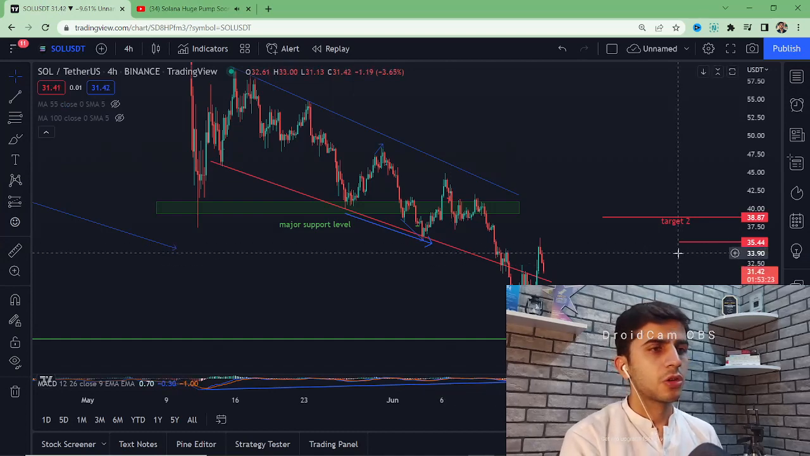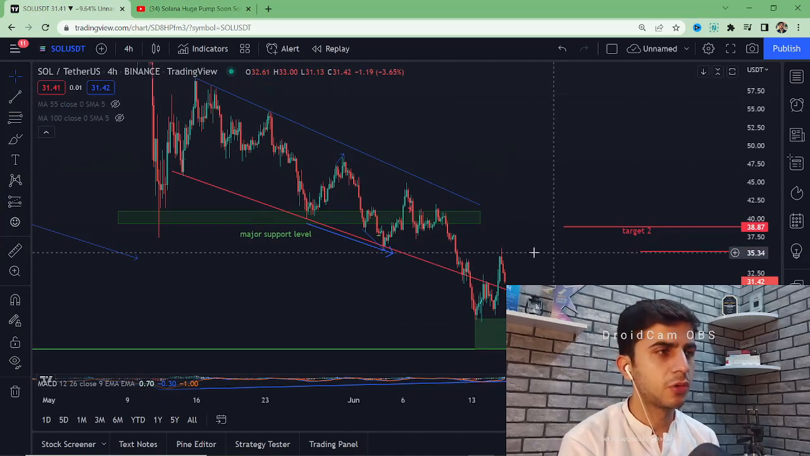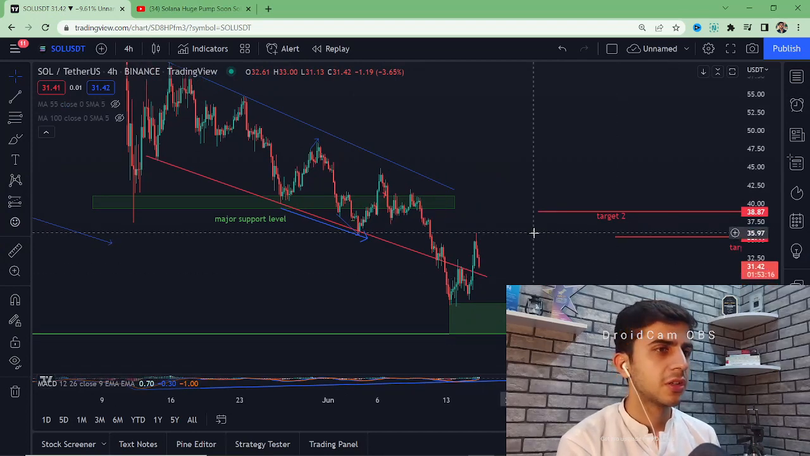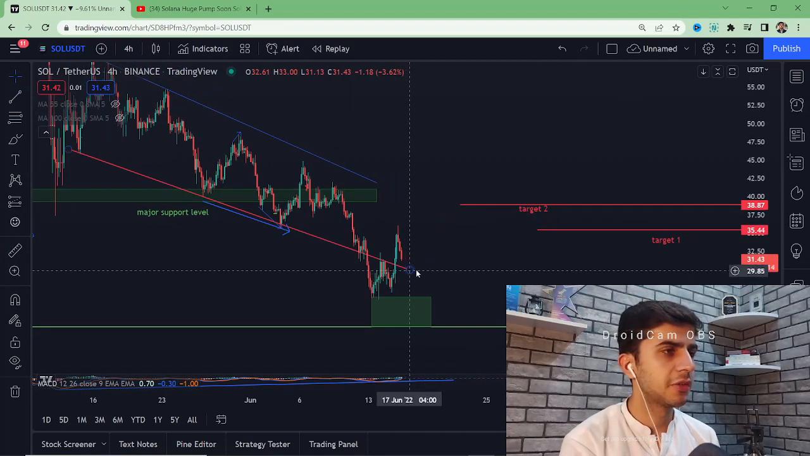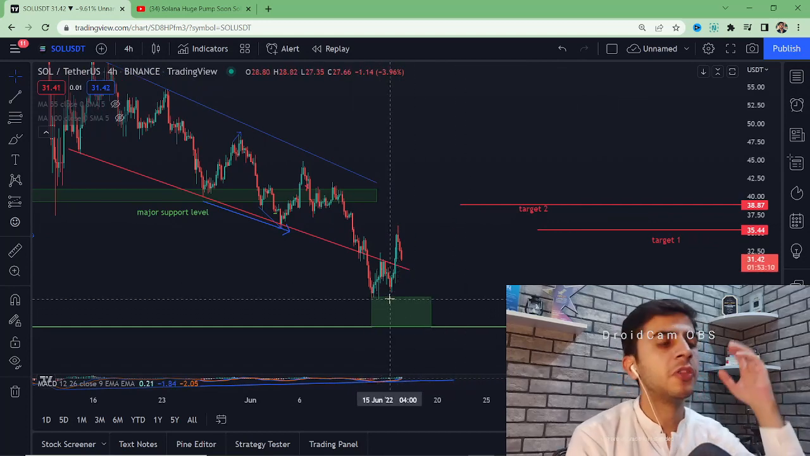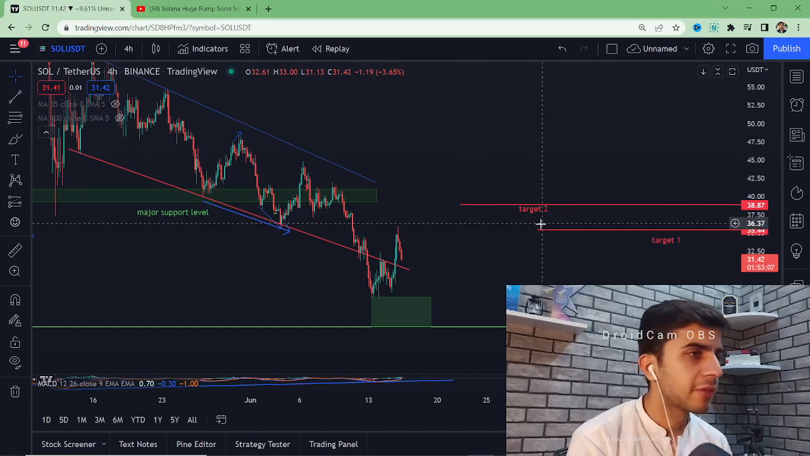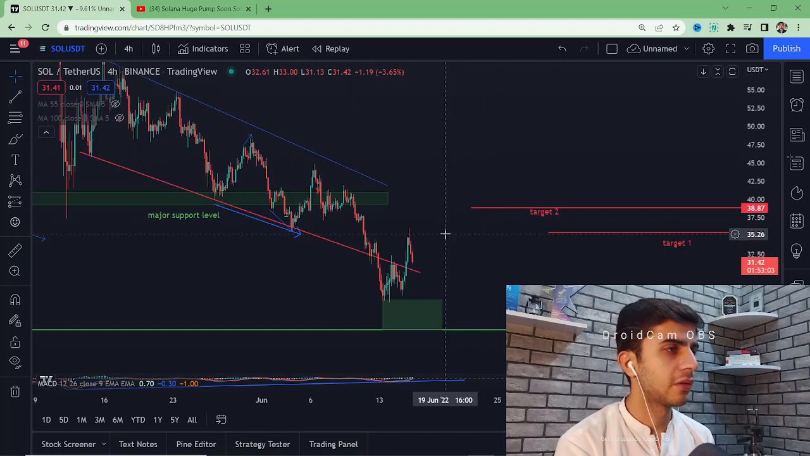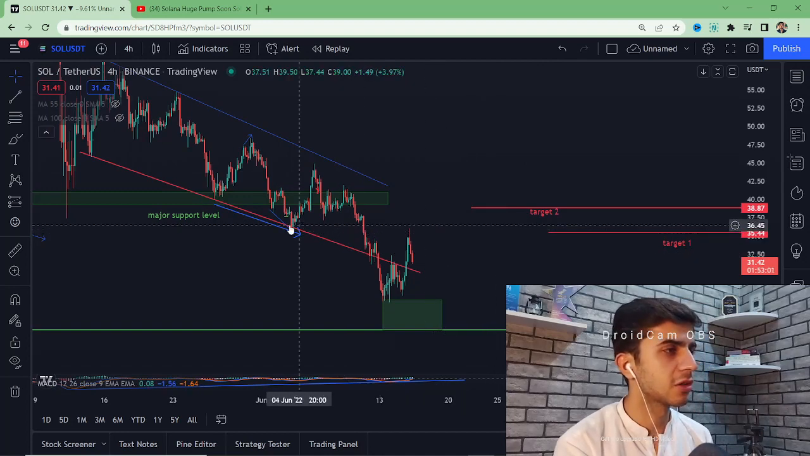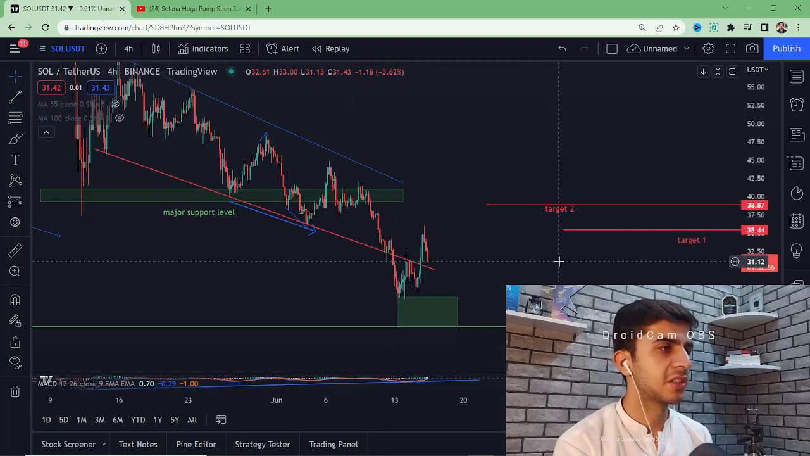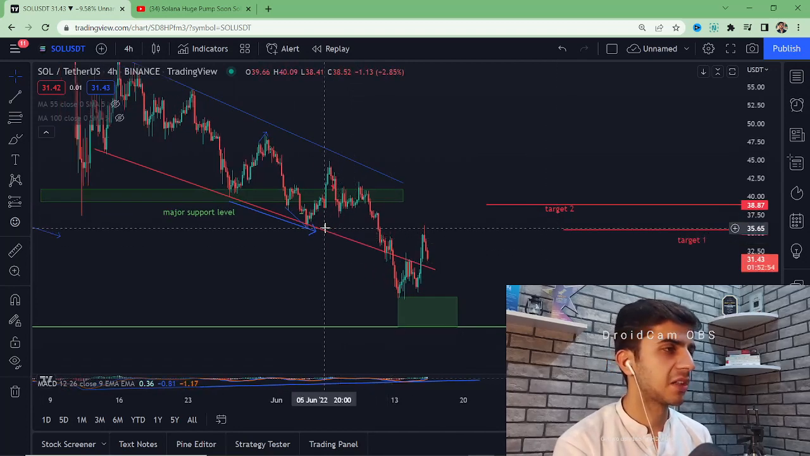Okay, so these were the two targets that I gave you guys for Solana. The first one was $35.44. That was target one for Solana if it breaks out of this place, and I told you that you should accumulate SOL on this level. So we have our first target hit successfully. However, our second target did not hit because this target was exactly at the major resistance level, so I was expecting that it would be hard to breach this one.